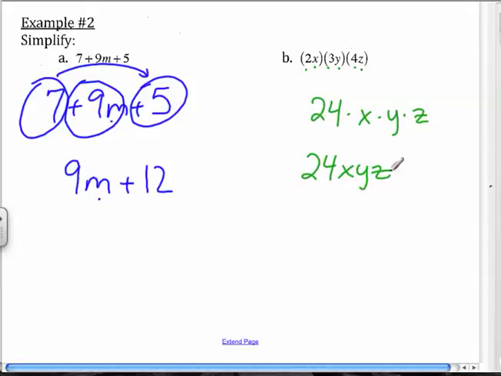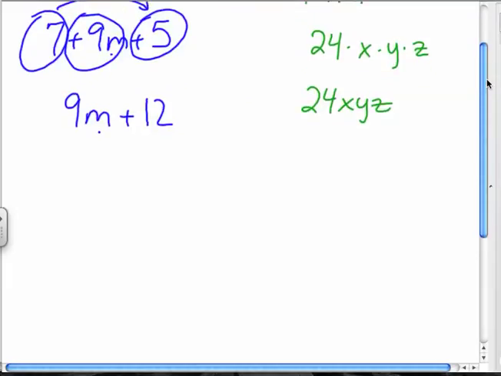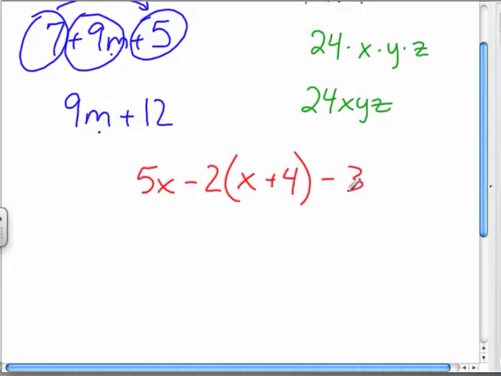Now, I'm going to add another one in here before you get to go on your homework. Too bad. Suck it up. Deal with it.